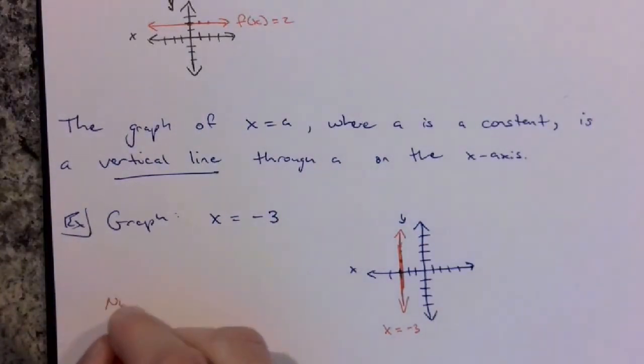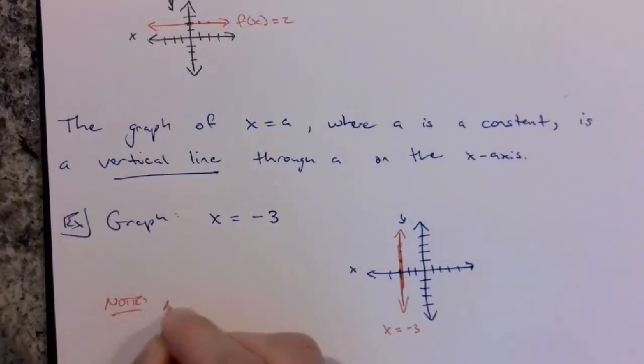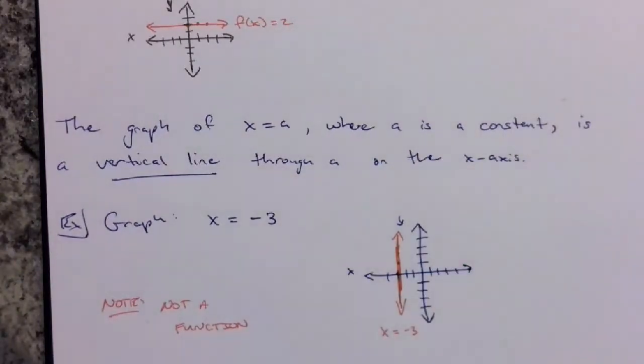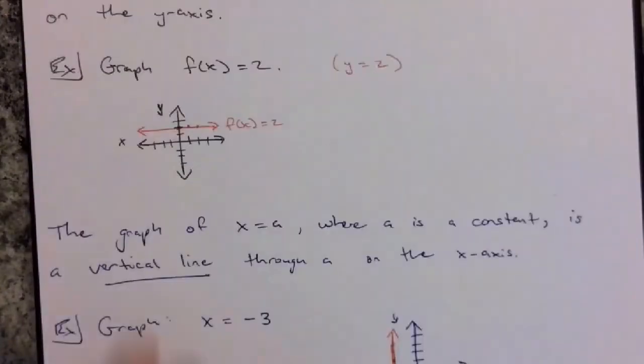Quick thing to note here, this is not a function. Remember, to be a function, for every x value there can only be one y value. It has to pass the vertical line test. This does not pass the vertical line test, because if I draw a vertical line through this line, it hits at more than one point. So x equals a constant is not a function. But y equals a constant is a function. Up here, every x value only has one y value. It passes the vertical line test.